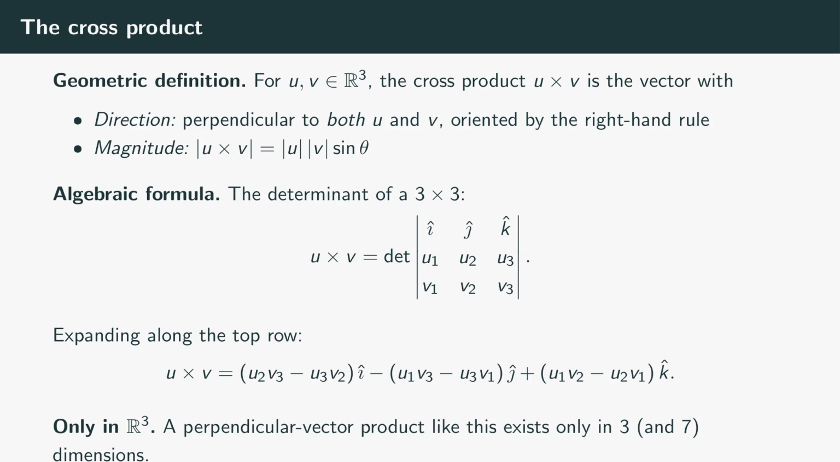One striking fact: a product that takes two vectors to a perpendicular third exists in exactly 3 dimensions. Not in 2-dimensional space, 4-dimensional space, or 100-dimensional space. The cross product is a gift of 3-dimensional geometry. There's also one in 7 dimensions, but it lacks most properties we care about. 3 is its home.